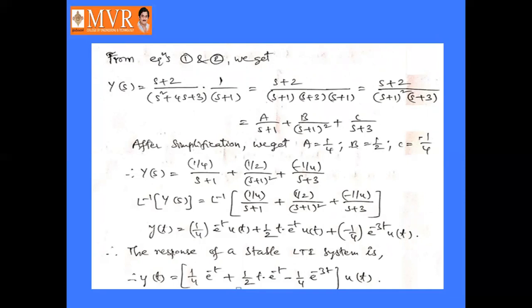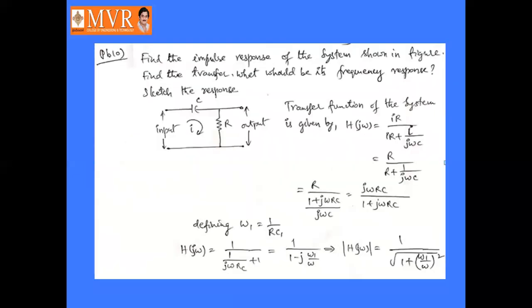Now taking the inverse Laplace transform of Y of s, equal to the inverse Laplace transform of the entire expression, Y of t is 1 by 4 into 1 by (s plus 1), which is e power minus t into u of t. 1 by (s plus 1) whole square is t into e power minus t, that is 1 by 2 into t into e power minus t into u of t. Plus 1 by (s plus 3) is e power minus 3t, minus 1 by 4 into e power minus 3t into u of t. So the response of the stable LTI system is y of t, that is 1 by 4 into e power minus t plus 1 by 2 into t into e power minus t minus 1 by 4 into e power minus 3t, whole into u of t.